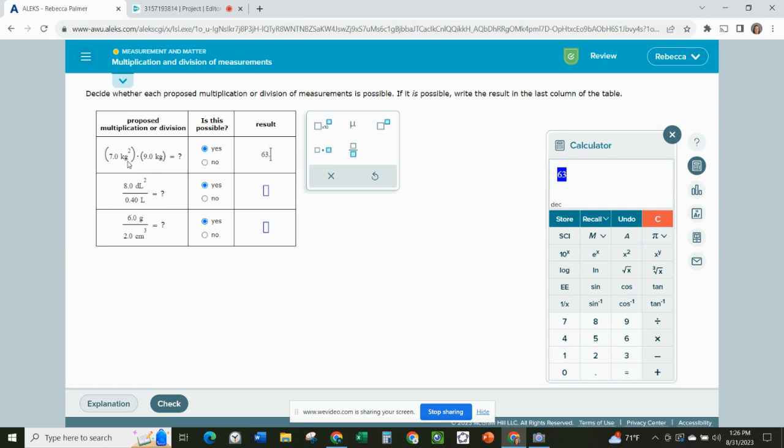And then we're not done. We need to put the units. So this has kilograms squared. And then we have another kilogram. So that's 3 kilograms. Kilograms cubed. Okay, so that one's done.